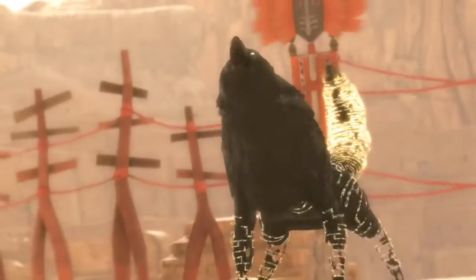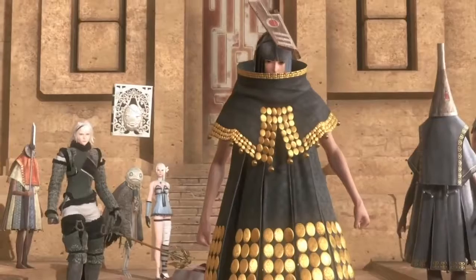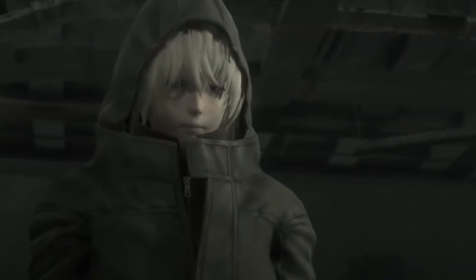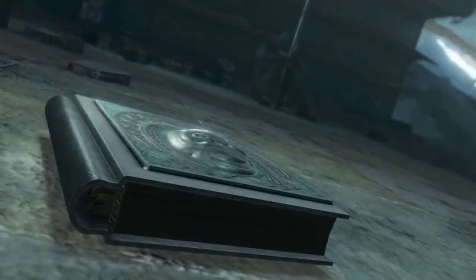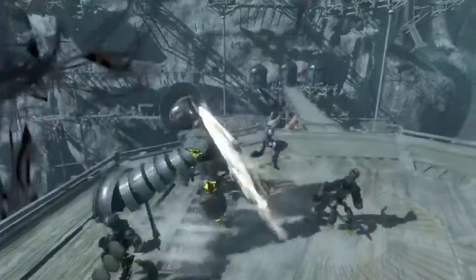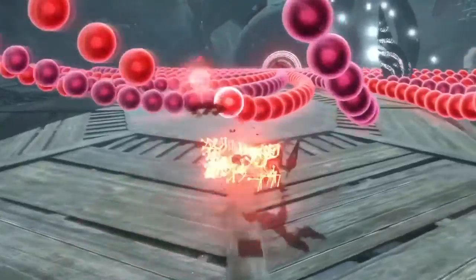According to an interview given by the series creator Yoko Taro, the game is a, quote, version upgrade of the original, not a full-blown remake or remaster. So having a number that represents a space between 1, the original, and 2, being a remake or remaster, is a clever way to advertise what the game actually is.